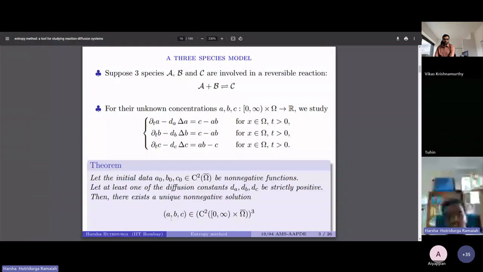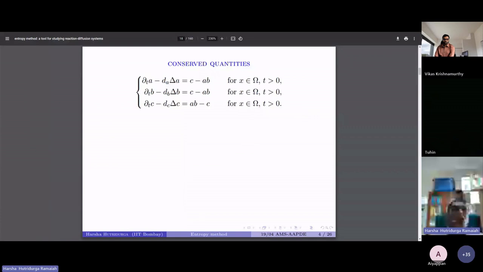So we will admit this result that there is a very nice solution to this problem once you feed it an initial data which is non-negative and smooth. Okay. The first observation, this is a very simple observation that we can make here, looking at the system of equations that we have written here.